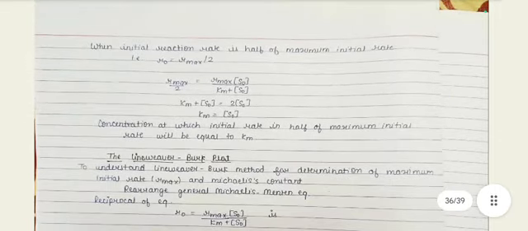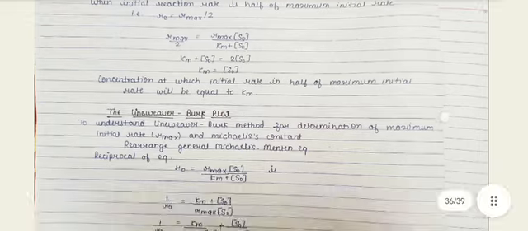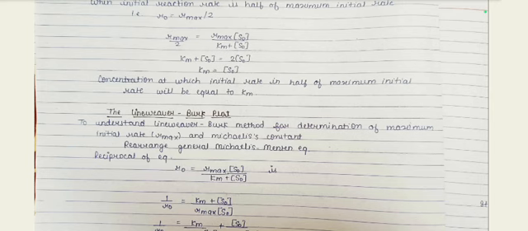When the initial reaction rate is half of the maximum initial rate, that is R naught is equal to R max by 2, R max by 2 is equal to R max S naught by Km plus S naught. Km plus S naught is equal to 2 S naught. Km is equal to S naught. The concentration at which the initial rate is half of the maximum initial rate will be equal to Km.